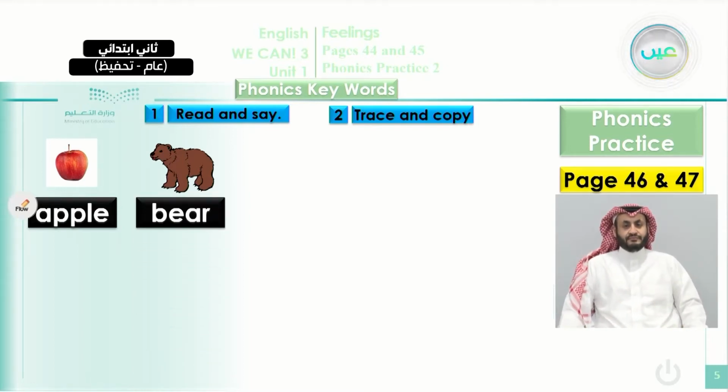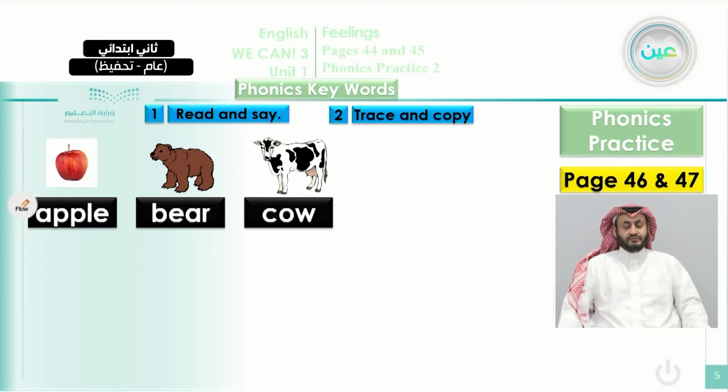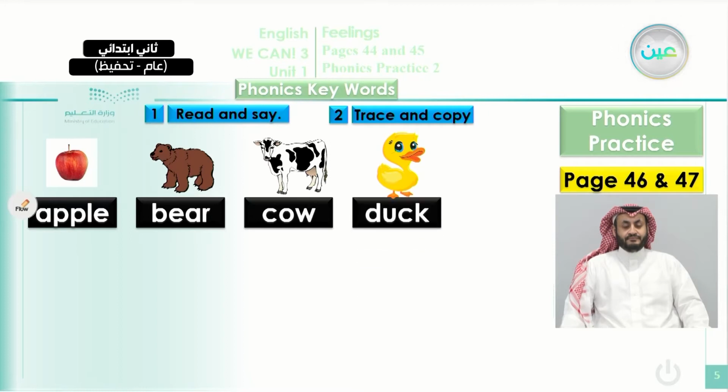How do you spell bear? It spells like B-E-A-R. We're going to ask you these questions in one of the coming slides, inshallah. Here, what is this? This is a kind of animal. We call it what? It is a cow. How do you spell cow? Yes, C-O-W, that's right. And here we have this little bird here, we call it duck. Yes, it is a duck. How do you spell duck? It spells like D-U-C-K. That's excellent, very good.